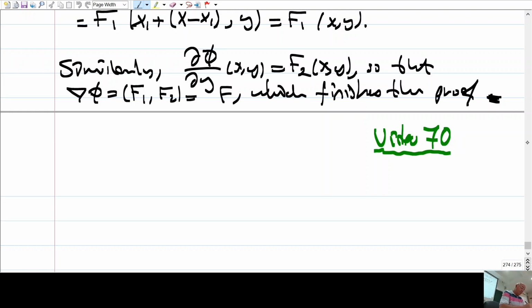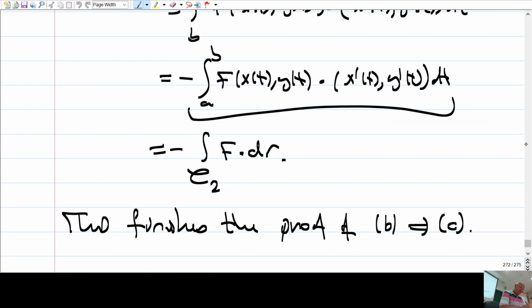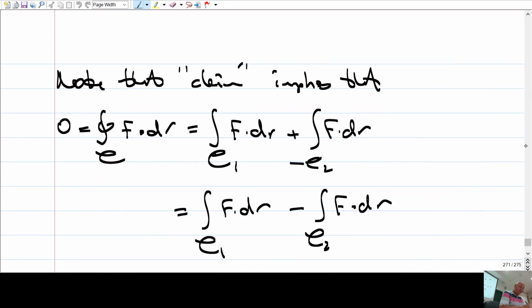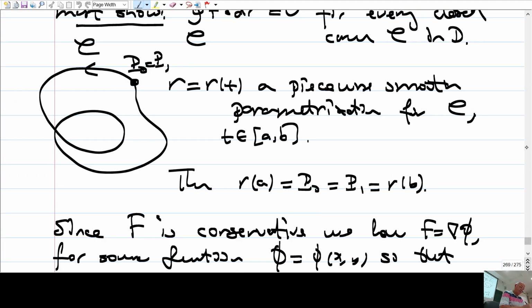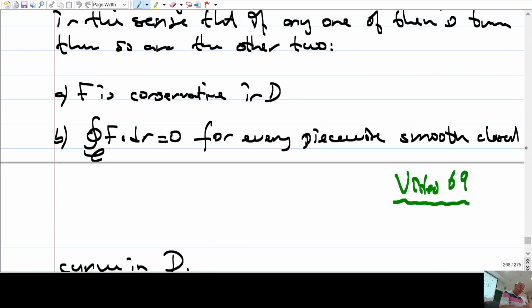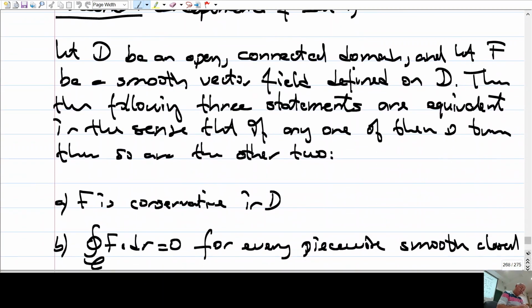Right, so last time we were trying to prove this theorem, which is about conservative fields and path independence. Okay, so this was the statement.